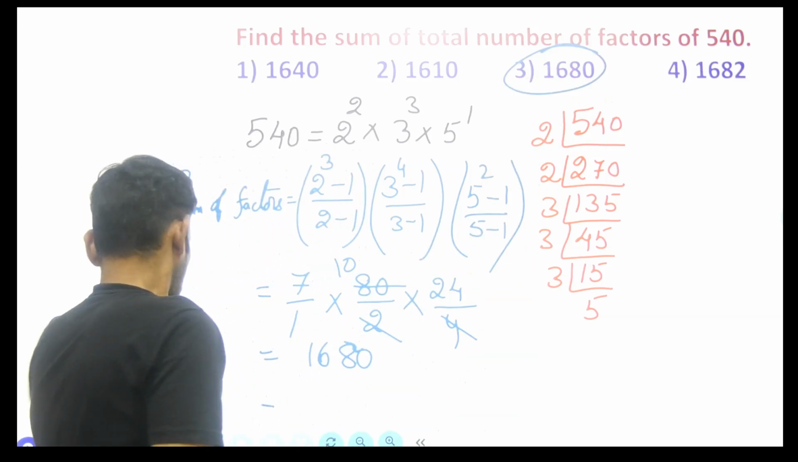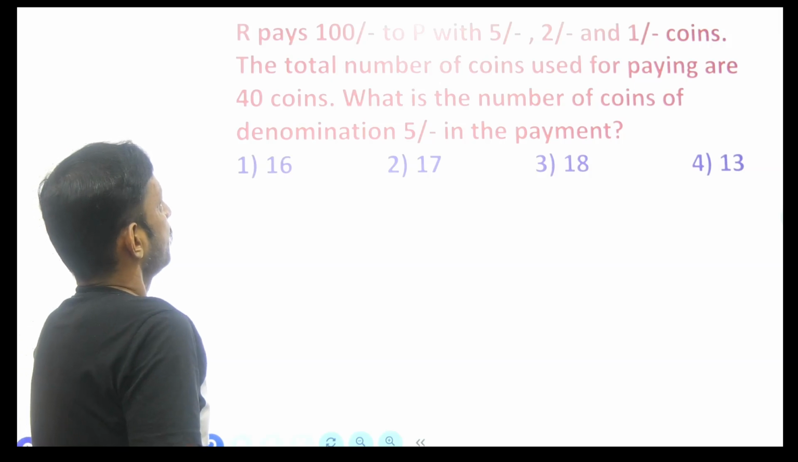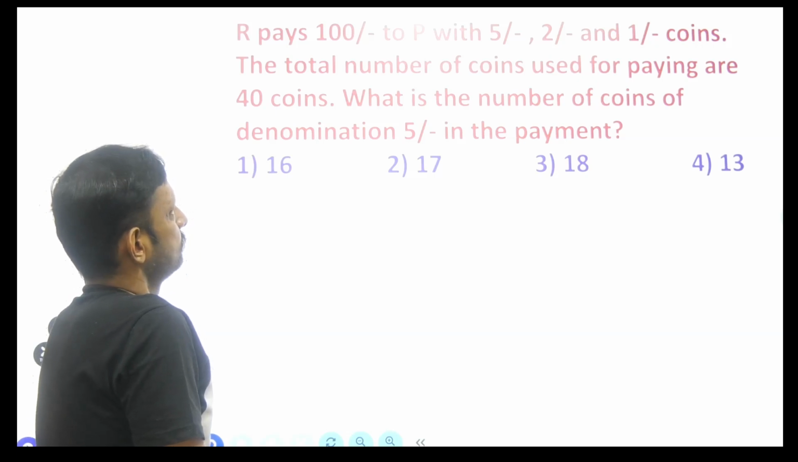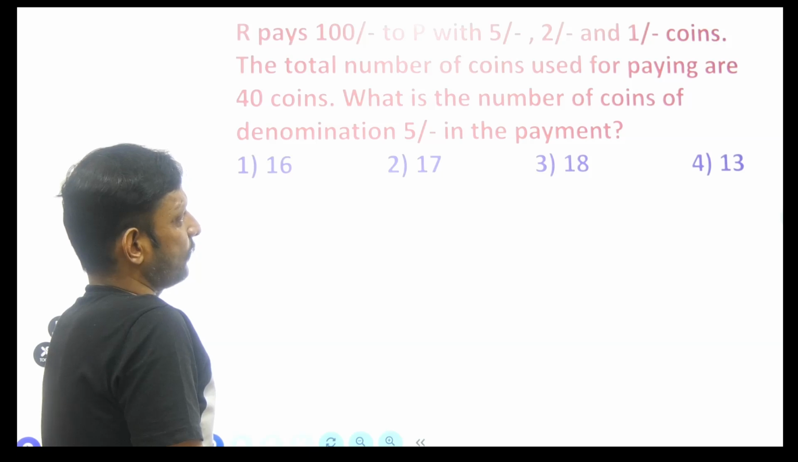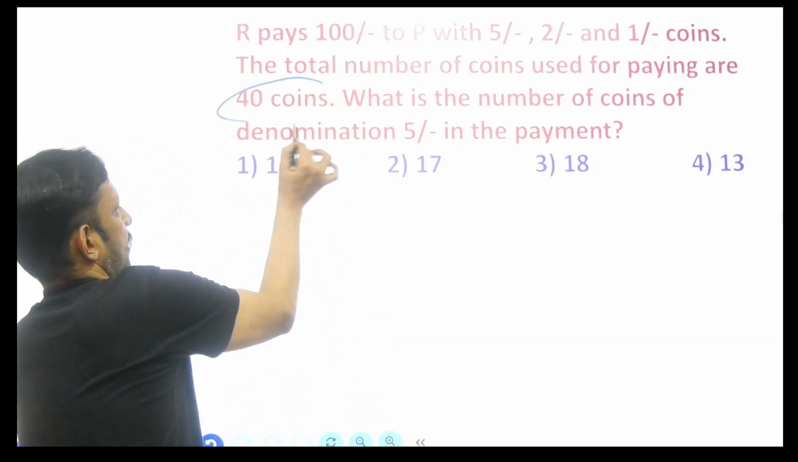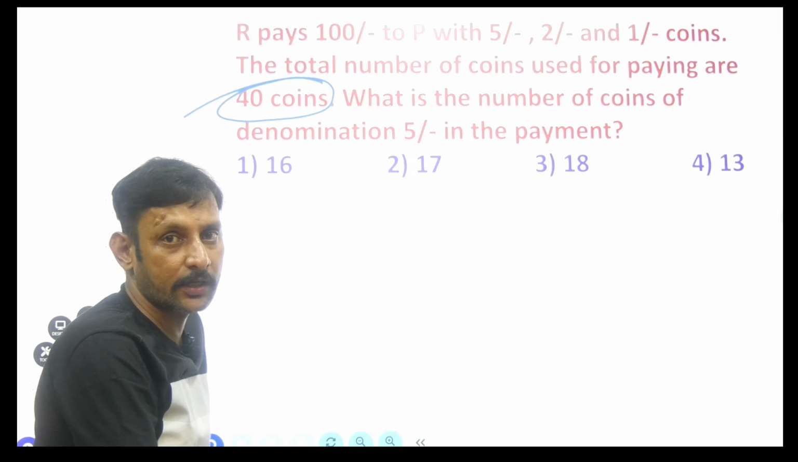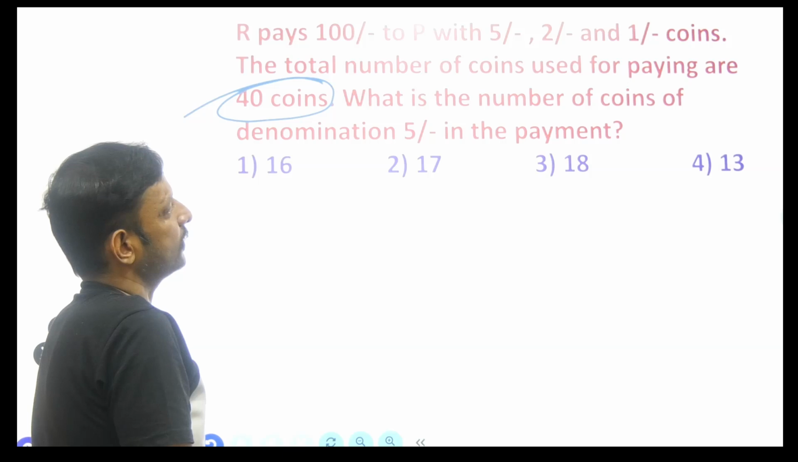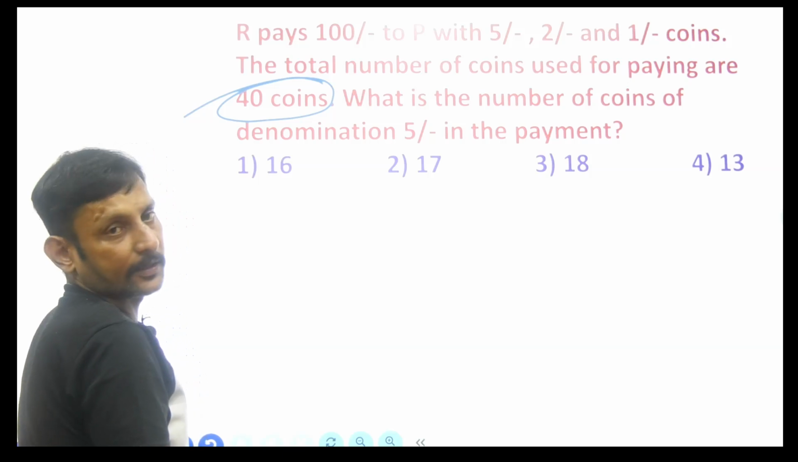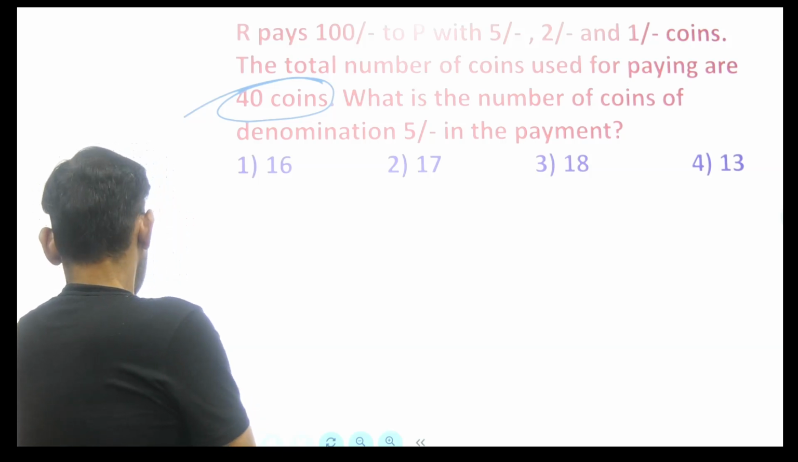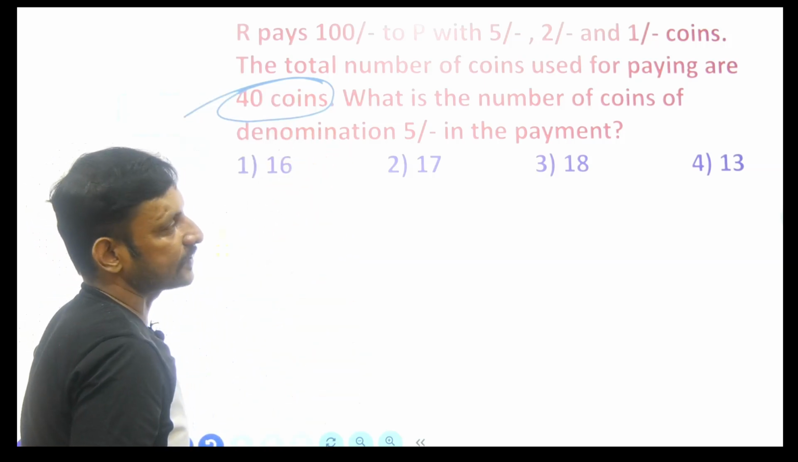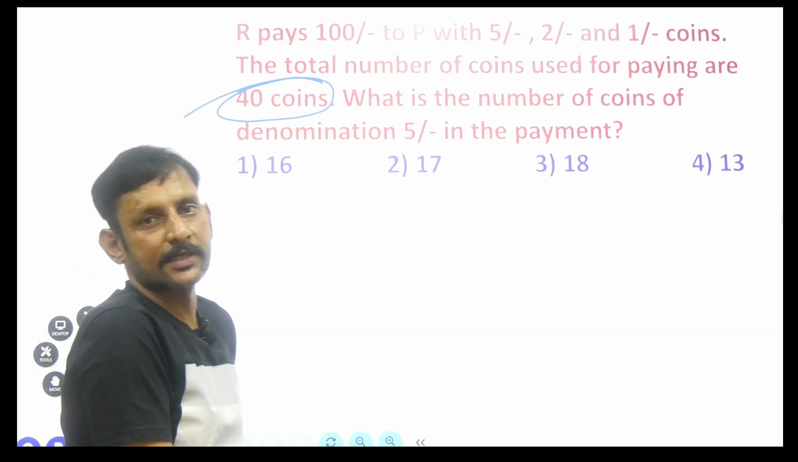Are you following? Now next question. A pays rupees 100 to P with 5 rupees, 2 rupees and 1 rupees coins. The total number of coins used for paying is 40 coins. Underline this point. The total number of coins is 40. What is the number of coins of denomination 5 rupees in the payment? Now, instead of applying the traditional method of using x, y, z variables, what is the traditional method?